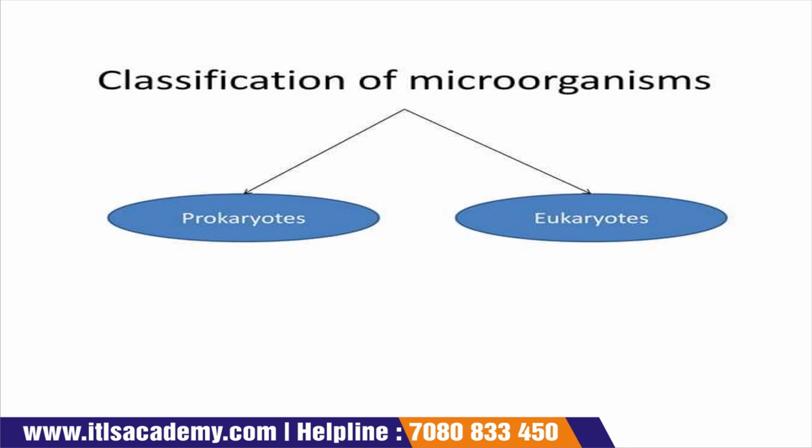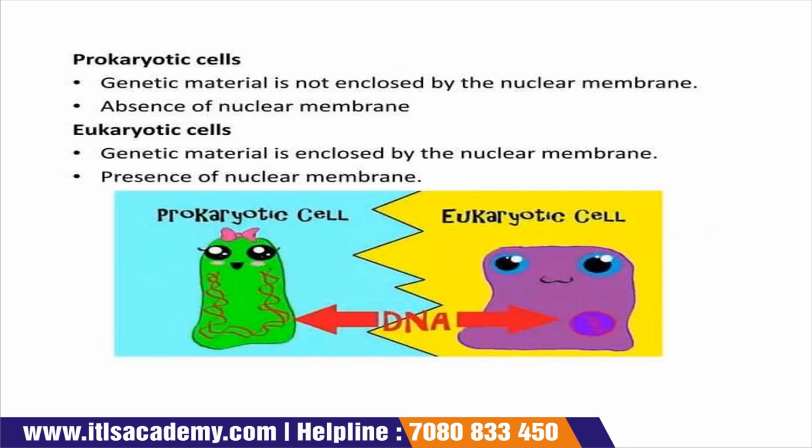Now, classification of microorganisms. Microorganisms are classified on the basis of two types, that is prokaryotes and eukaryotes. The detailed videos on prokaryotes and eukaryotes are already uploaded on our account. You can visit and see that. Now, the next is prokaryotic cells. Here we discuss only the basics of prokaryotes and eukaryotes, but for detail you can visit our channel and see that.